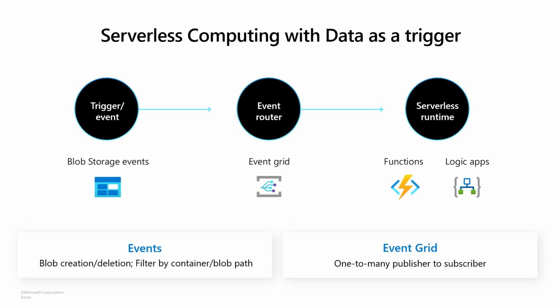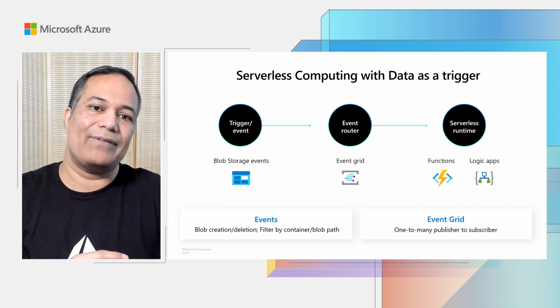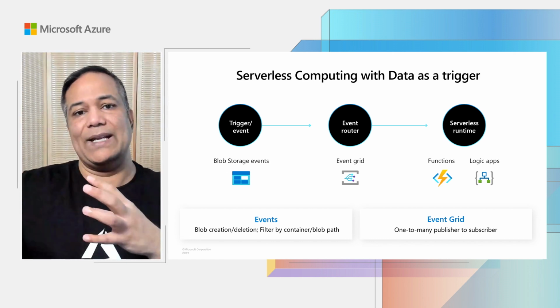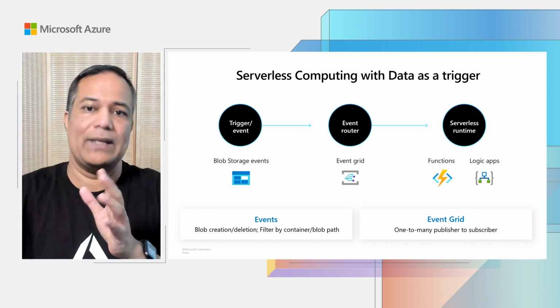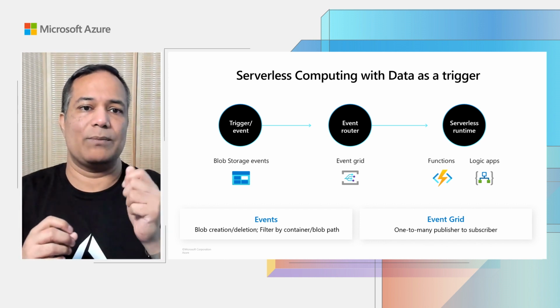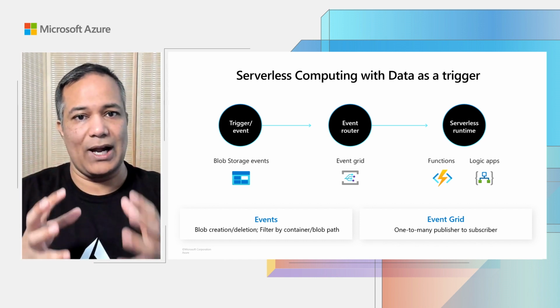A very common way that serverless computing works is you have data as a trigger or an event. The creation of data then triggers, through your event router, your serverless runtime. In Azure, that typically happens by having data land in Blob Storage and having Event Grid pick up those change notifications and route them in a pub/sub pattern, one to many, to either Functions, Logic Apps, or other services. Blob Storage supports creation and deletion events, and you can filter to a subset of your storage account.